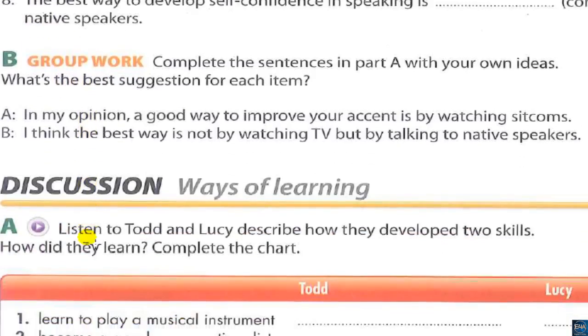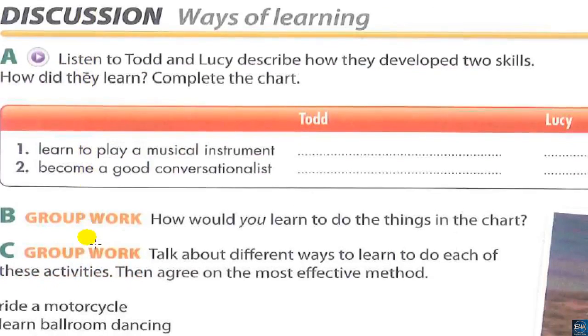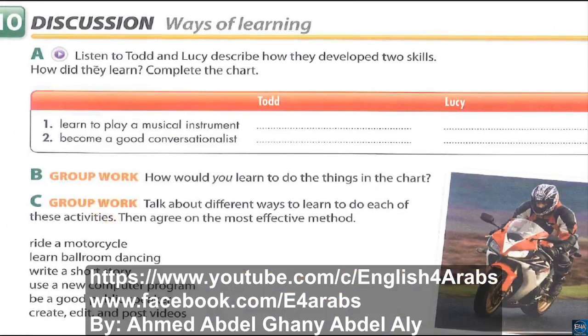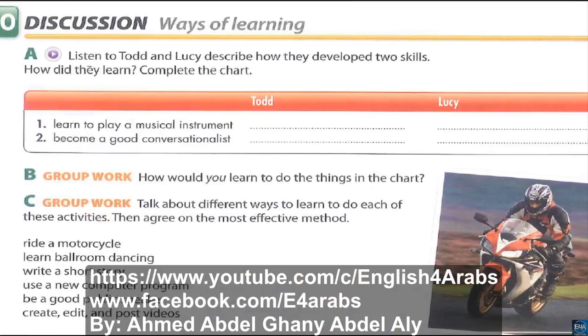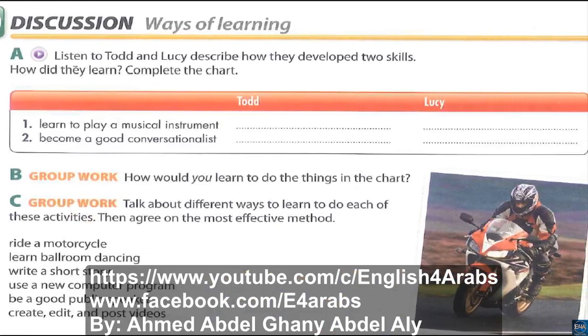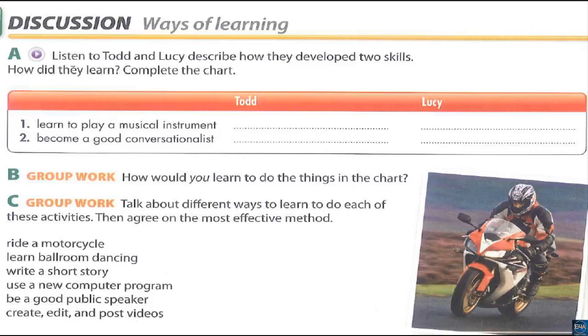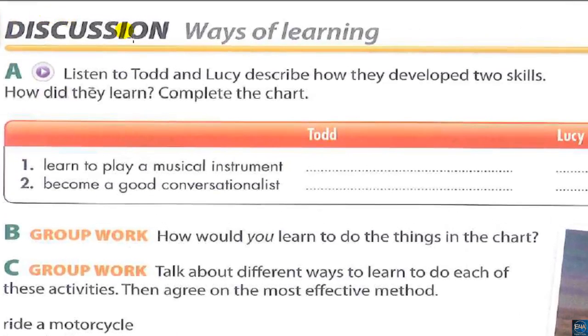Now exercise number 10, discussion, ways of learning. Now here, discussion, ways of learning. Start to listen. Page 53, Exercise 10, Discussion. Listen to Todd and Lucy describe how they developed 2 skills. How did they learn? Complete the chart.